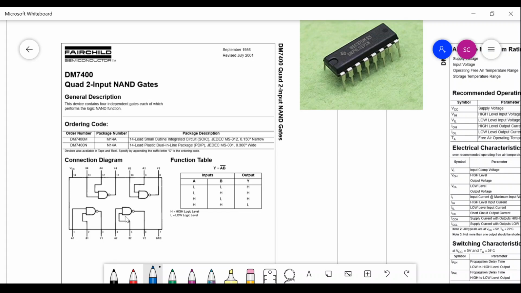By this I mean that the inputs of this NAND gate are from terminals 1 and 2, and the output is coming out from terminal 3. Suppose this is 7400, I did not get a very nice picture of 7400, so I took this. Then this is your pin number 1, this is pin number 2, this is pin number 3. Pin number 1 and pin number 2 are the inputs to this NAND gate, and pin number 3 is the output of this NAND gate.